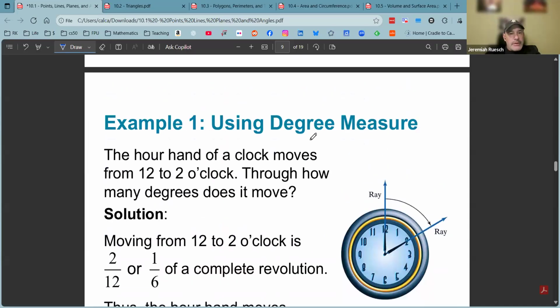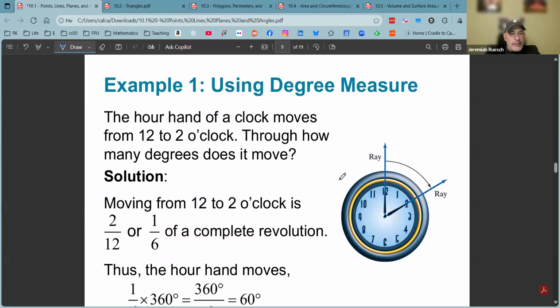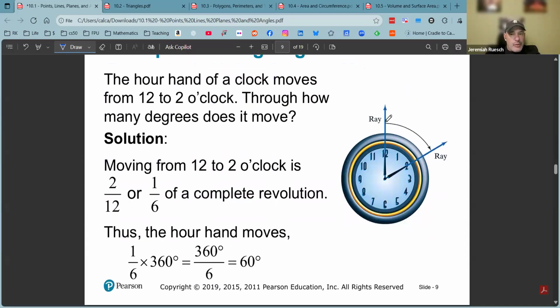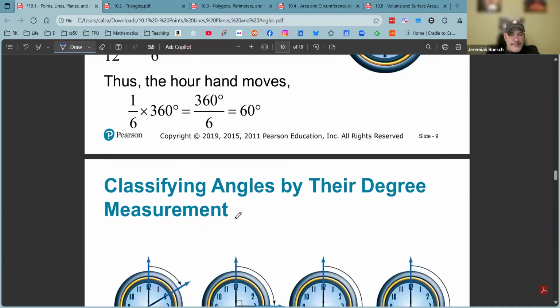Measuring angles. So here's a clock, moving clockwise. We have our center here, with one ray being the hour hand and the other ray being the minute hand. As this moves clockwise, the amount of rotation from 12 to 2 is 2/12, or 1/6 of a complete rotation. So how much is that? 1/6 of 360 degrees is 60 degrees.